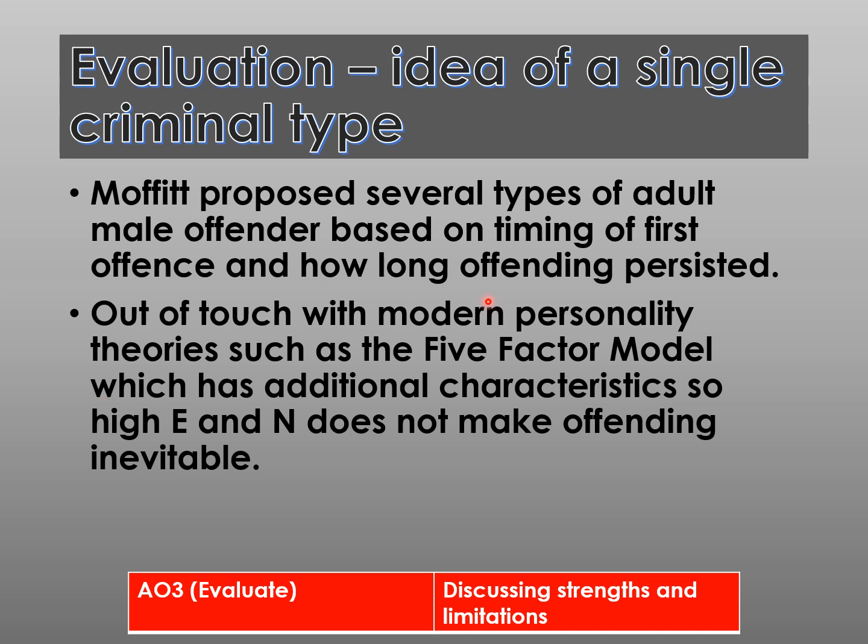And the fact that it is quite out of touch, we've got new modern theories like the 5-factor, which has additional traits on there from your personality, which means in this day and age, so we're not in the 40s anymore, additional characteristics mean that being highly extrovert and neurotic doesn't make offending inevitable. It's very deterministic to say you have these traits, you're going to offend.